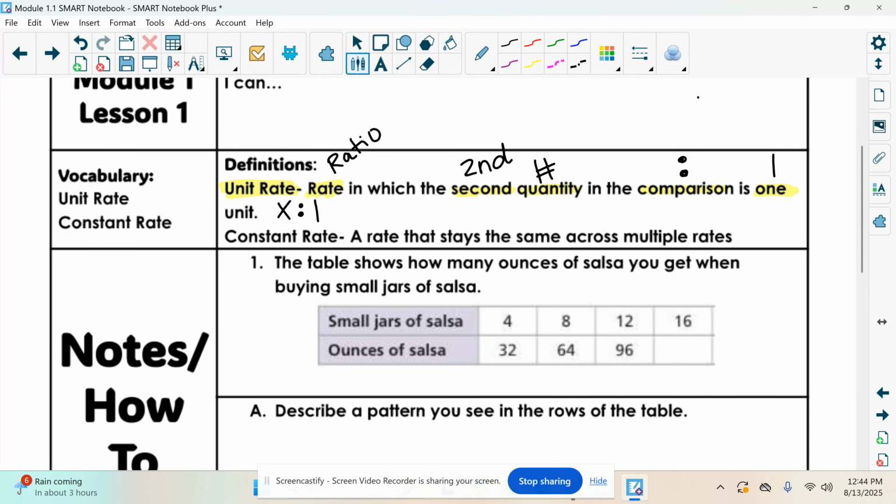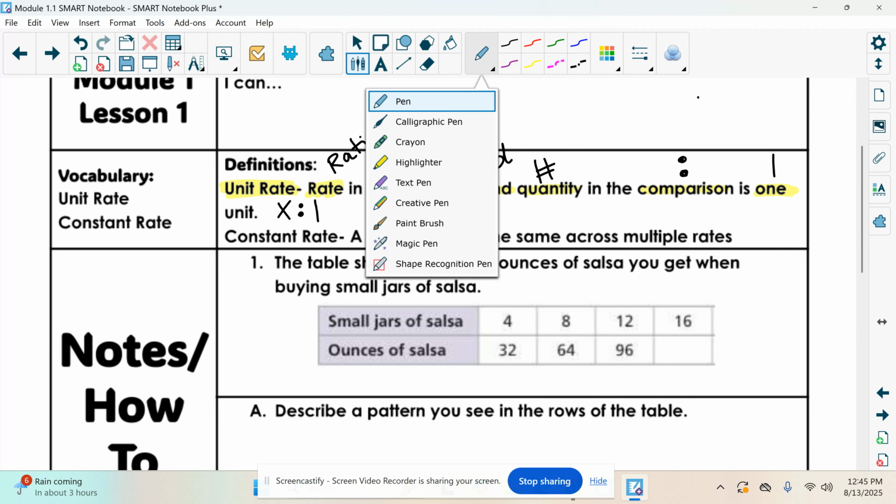Okay? Don't look at all this jibber jabber. Look at the notes we made above it to make it make more sense. Okay? Because we don't talk like this. The second quantity in the comparison. We don't talk like that, do we? No, the second number in the ratio is 1. That's how we talk. All right, the next vocabulary word.